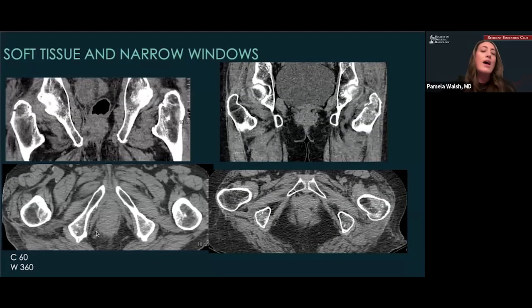And then I just want to advocate the use of soft tissue and narrow windows to assess the medullary bone on bony scans. I know we're used to using bone windows, but it's really important to look at the medullary bone as well. So here we have two cases with greater trochanteric fractures. Here's the fracture in this patient. Here's the fracture in this patient.